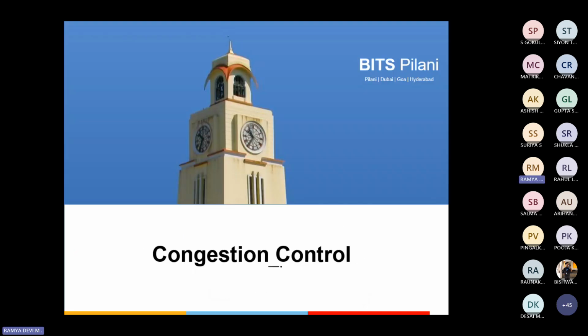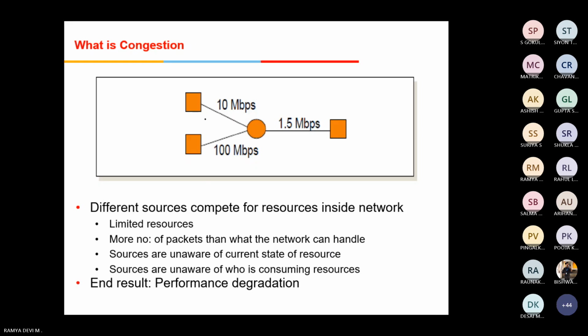So the next one, we'll see congestion. So what is congestion? See here, this is sender 1, I'll take sender 2, this is the router, this is receiver 1. From sender 1 to the router, the link capacity is 10 Mbps, and from sender 2 to the router, the link capacity is 100 Mbps.